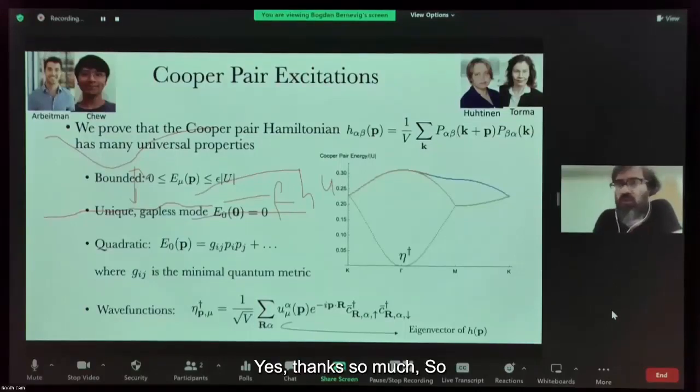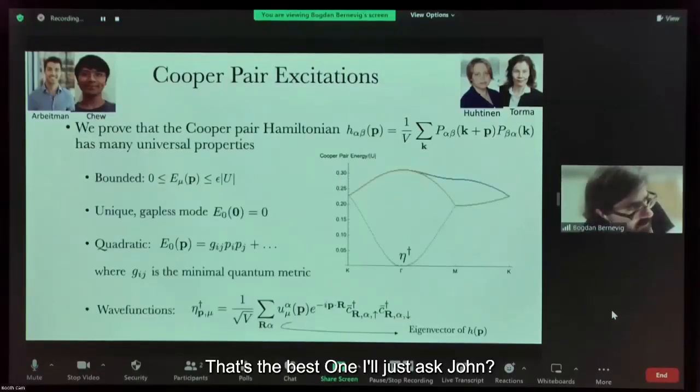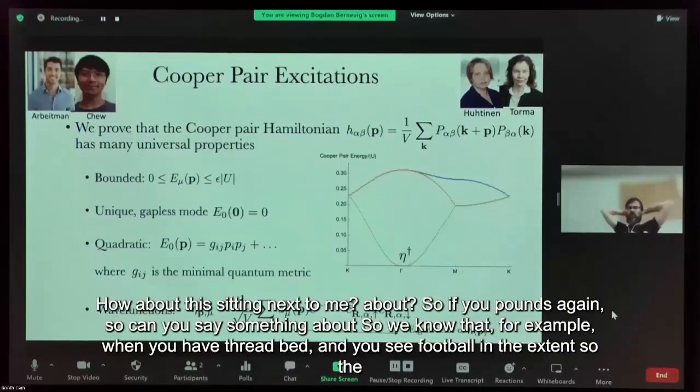Very good. More questions, please. Okay, maybe I can ask the next one, which I just asked Jonas, who is sitting next to me. If you found the gap, can you say something about the critical temperature? We know that, for example, when you have a flat band and you see superconductivity, like in the experiment, the critical temperature is actually interesting. So in your model, can you say something about the critical temperature?